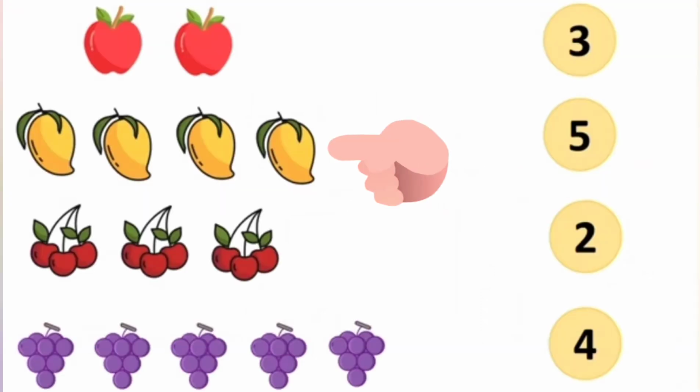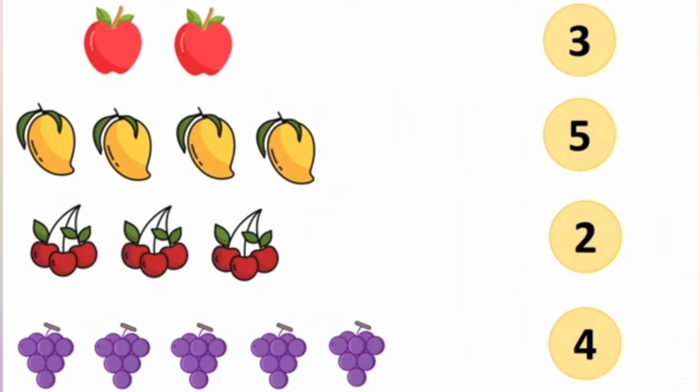Here some fruits are given on the left hand side as you can see and numbers are given on right hand side. Yes, my dear children, you are correct. What we have to do here? We have to count the fruits and we have to match them with the correct numbers given on right hand side as we have done it in our earlier video also.